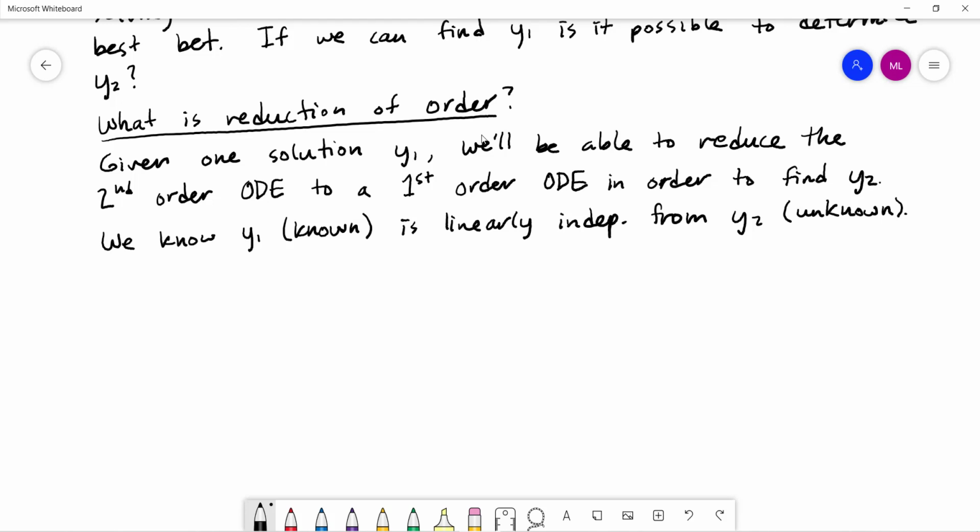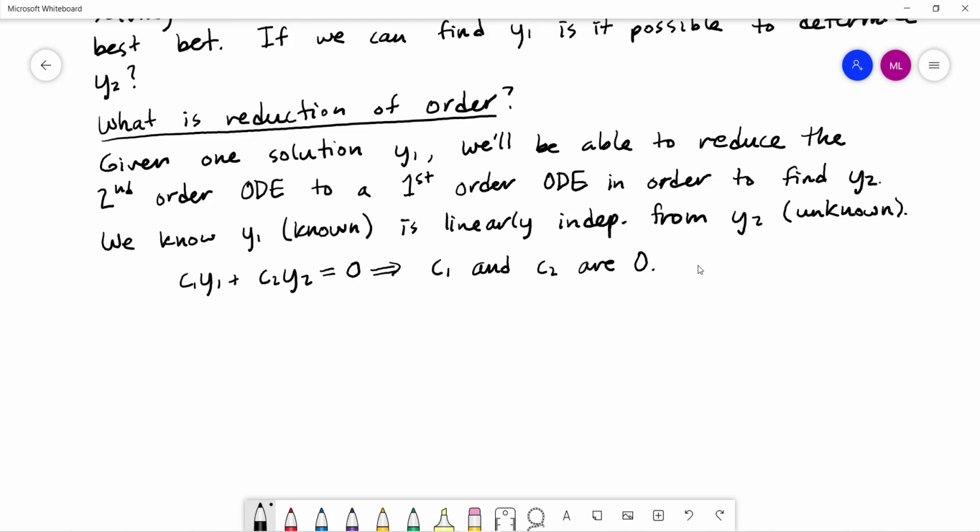What does it mean for them to be linearly independent? Well, we had our definition before that basically says if you take a linear combination of them, so a constant times y1 plus a different constant times y2, and set it equal to 0, the only solution is that both constants have to be 0. So basically c1 times y1 plus c2 times y2 equals 0 implies that both c1 and c2 are 0. That's the only way to solve it.